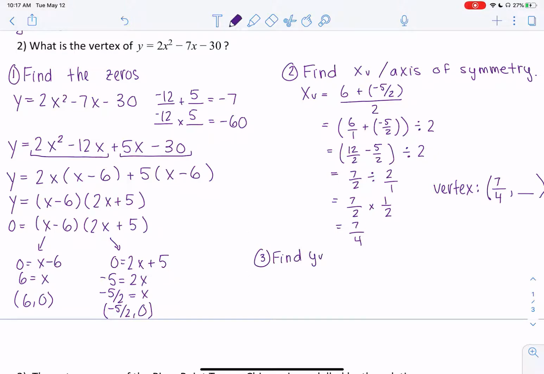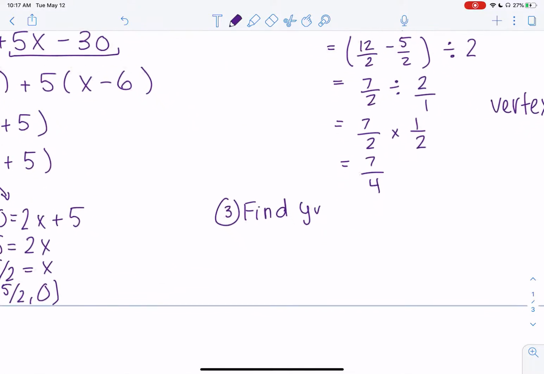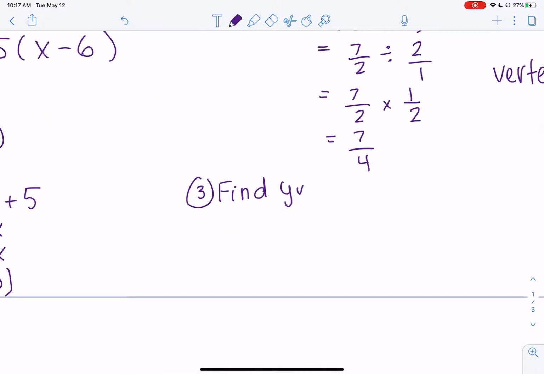So now to find the y value of the vertex, we just sub in 7/4 into our equation. And it doesn't matter which one you sub it into. I'm going to sub it into the original this time, but it doesn't matter. So we have y equals 2 times 7 over 4 squared minus 7 times 7 over 4 minus 30.